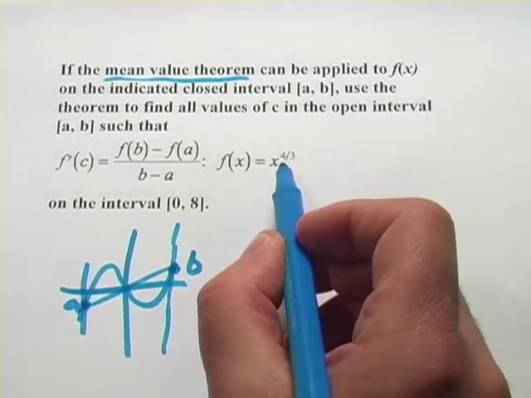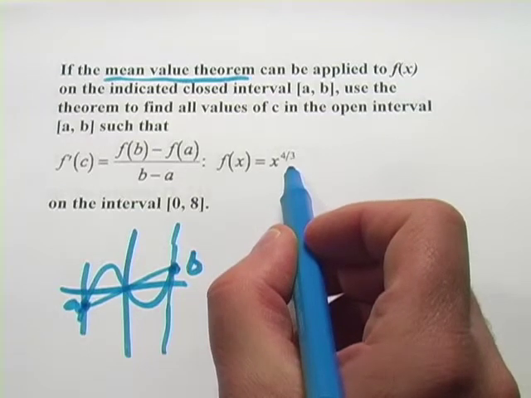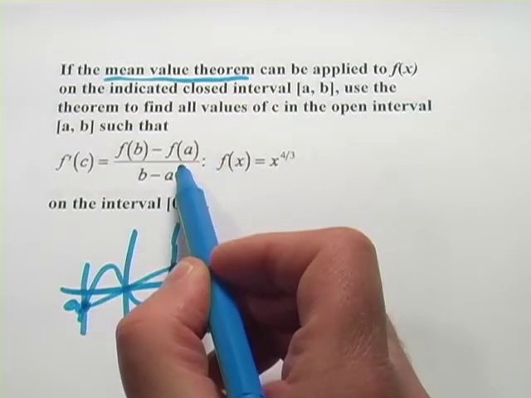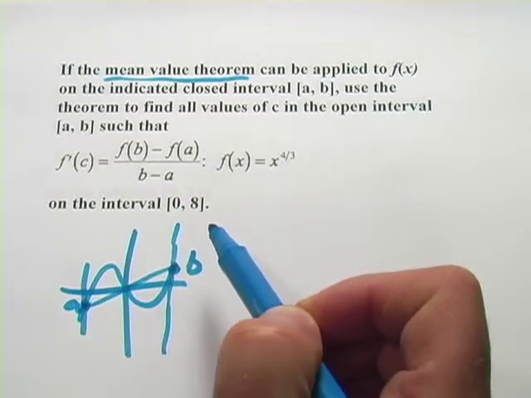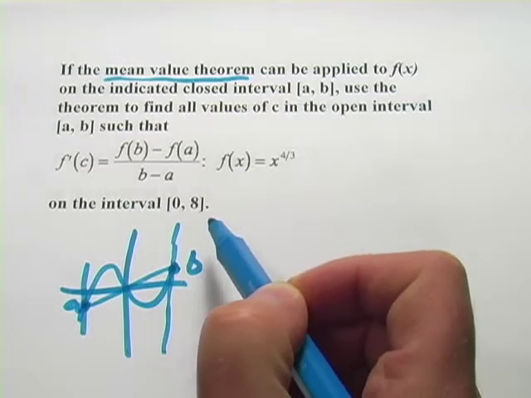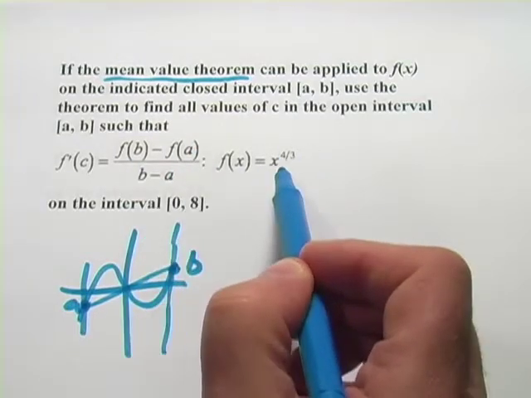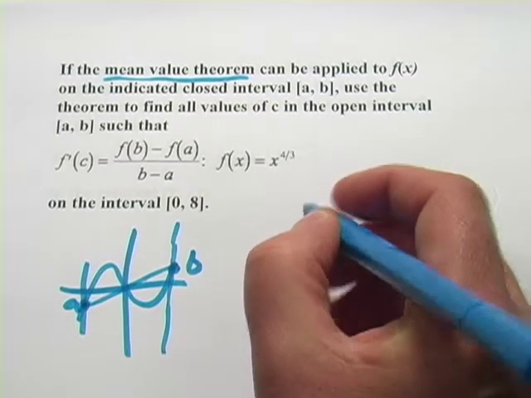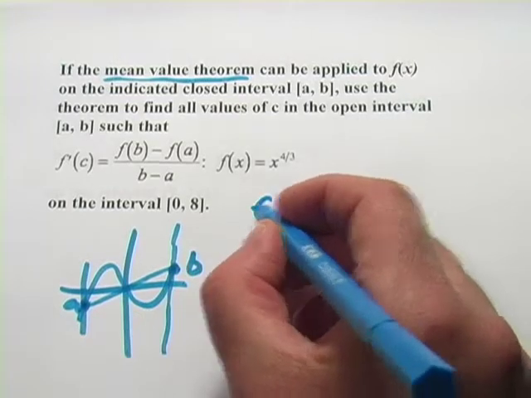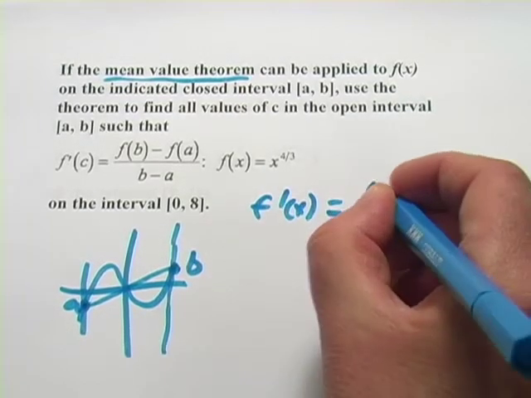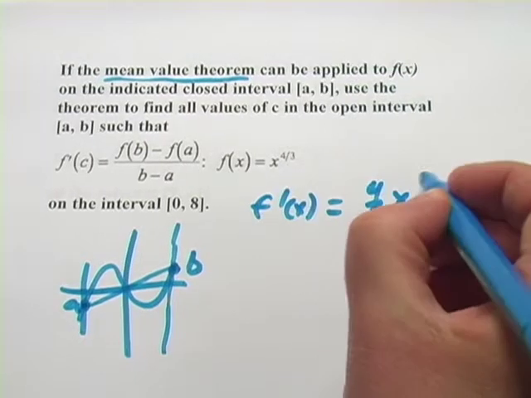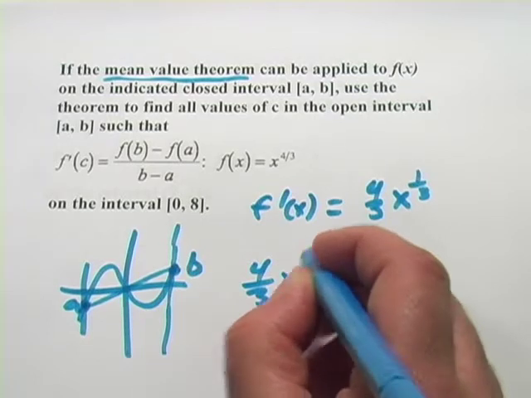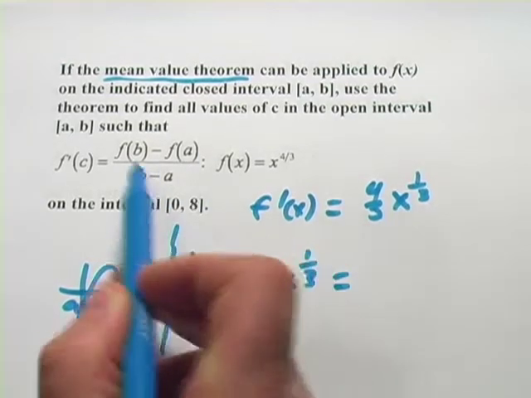So what we want to do here is take the derivative of this function, and set it equal to the slope, and then we can solve for x, and that will be our value c, where the slope of this line is equal to the slope of the tangent line, or the derivative. So let's take the derivative of x to the 4/3. This is a simple application of the power rule. So f prime of x equals 4/3 times x to the 1/3, subtracting 1 there. So we have 4/3 x to the 1/3, and that's going to equal this chunk here.